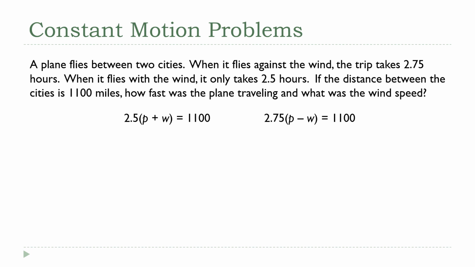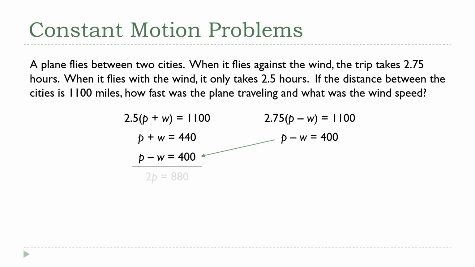So what I'm going to do is divide by them. If I take the first equation and divide both sides by 2.5, it becomes P plus W equals 1,100 divided by 2.5, which is 440. All right, now do it with the other one. Divide both sides by 2.75, and it becomes P minus W equals 400. That's what I needed to see. Now I'm going to take that second equation, copy it over here under the first one, and add them together.